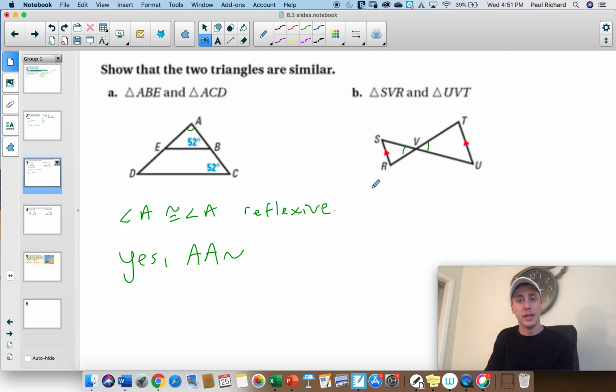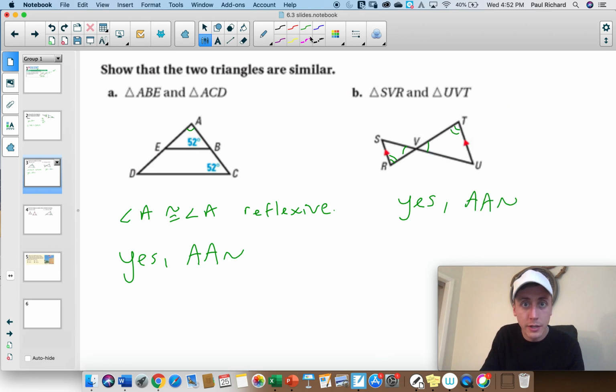All right, and we're going to notice that these lines are parallel, which creates a set of transversals here. Another thing that we should start to instinctively notice is like this angle right here is congruent to this angle right here, and that's because of alternate interior angles. I could also say S and U are congruent, but at this point I'm done. I can say yes, angle-angle similarity, because I only have two of them.